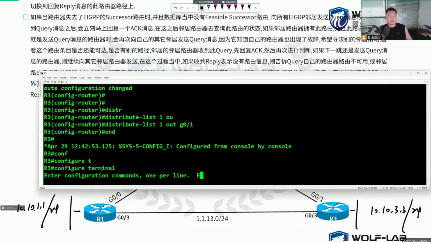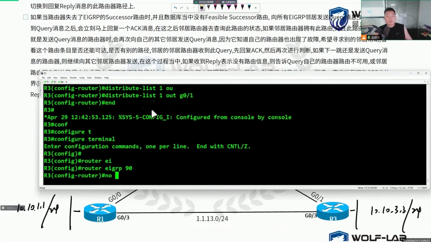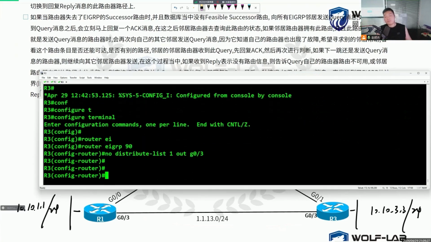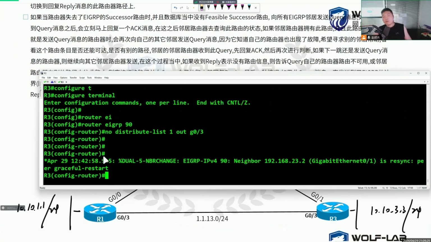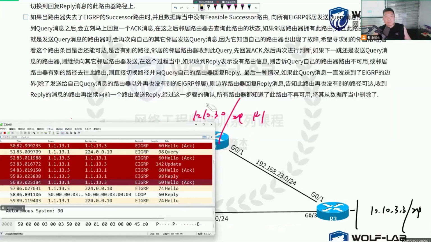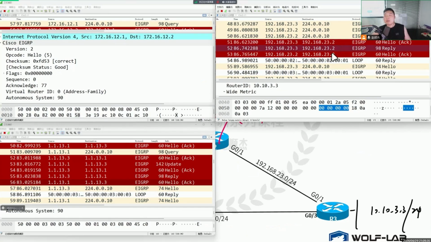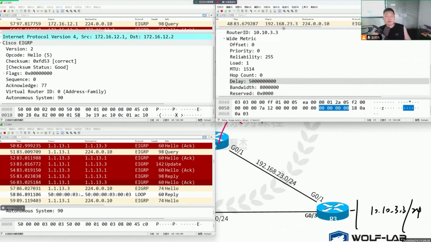Because students may feel, teacher, I didn't see R3 telling R2 this route is not available. Because we are filtering in the inbound direction of R2, R3's message is normal. We need to see the network boundary. It tells our router the next hop is unreachable and there are no other paths. Look at this data situation.